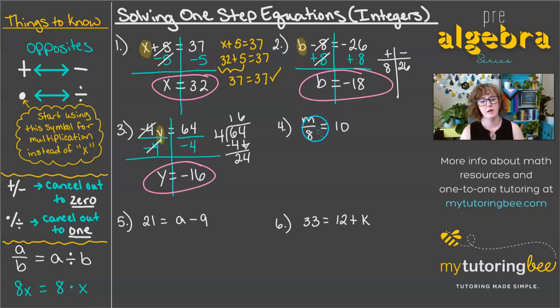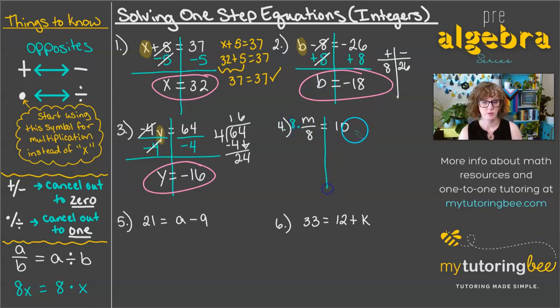We've got m over 8 equals 10. Now remember, a fraction is just another way of writing division, right? So a over b is the same as a divided by b. So we're going to treat this like m is being divided by 8 so that we can figure out what operation we need to use to undo that division. So the opposite of division is multiplication. So we are going to multiply this whole fraction times 8.